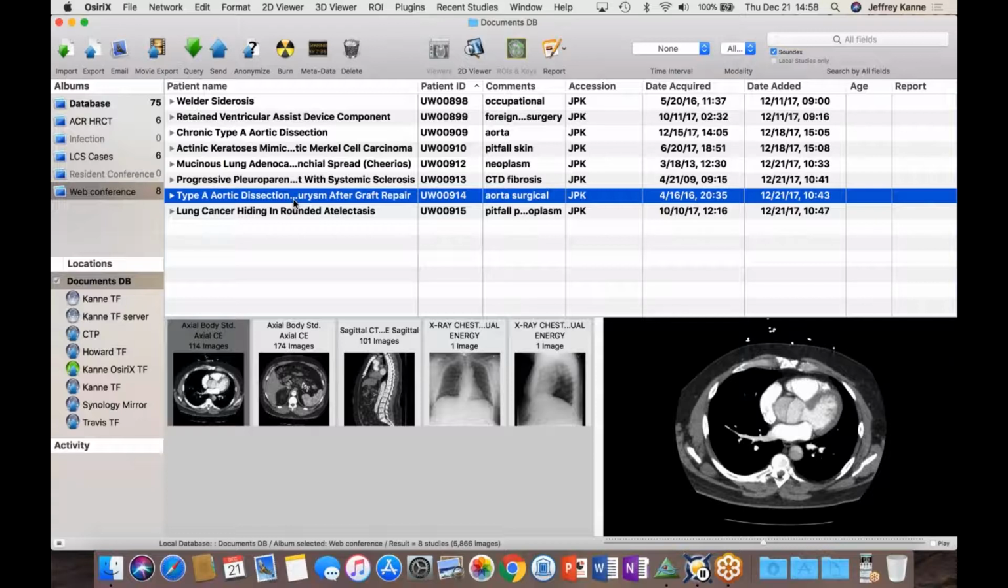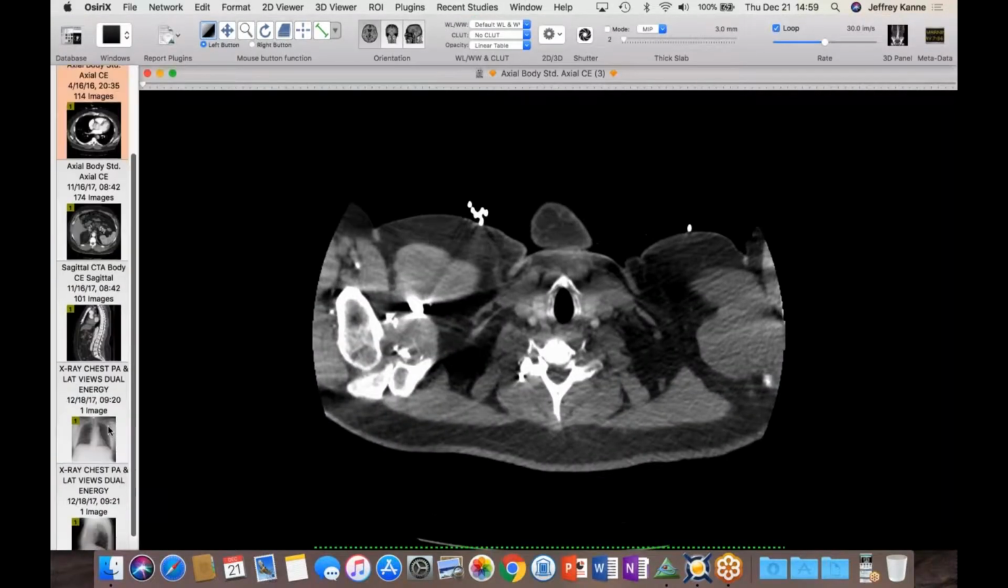I probably would have just called that rounded atelectasis too, but it can be very confusing with the desmoplastic response, and then you can get loculated effusion from cancer too. So yeah. All right, I'll show this last case.